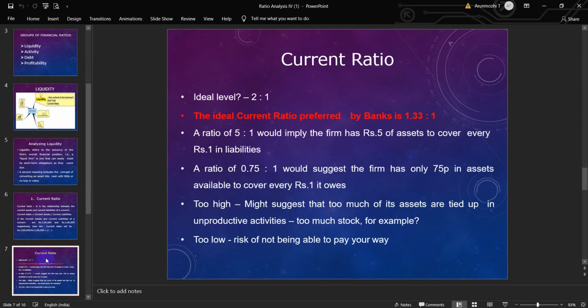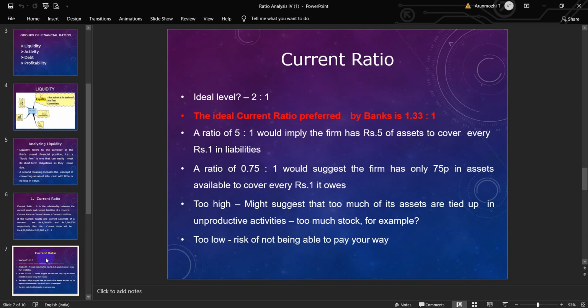Current ratio, the ideal level is 2:1. Ideal level, another word which goes is standard. Standard level is a ratio like that. The ideal current ratio preferred by banks is 1.33:1. A ratio of 5:1 would imply the firm has 5 rupees of assets to cover every rupee 1 in liabilities.